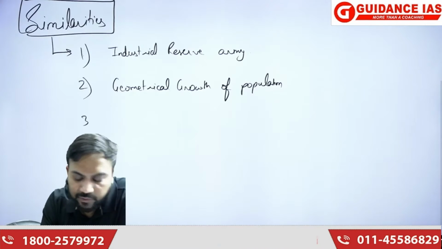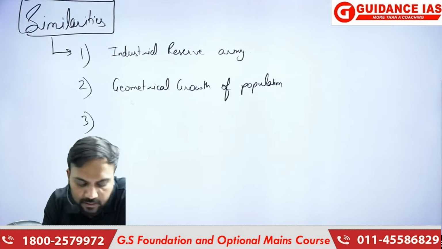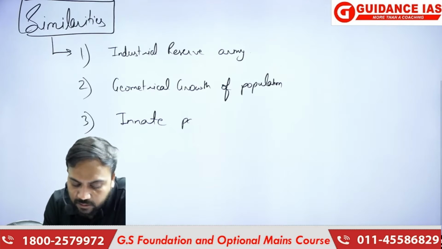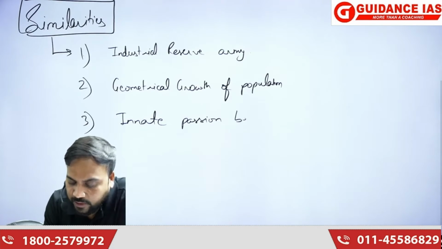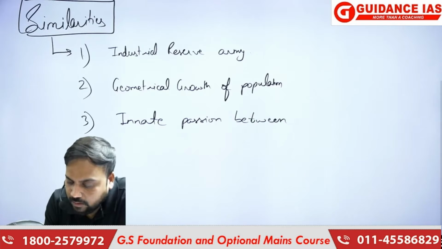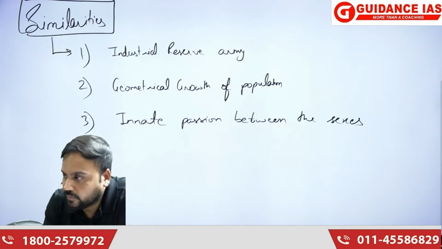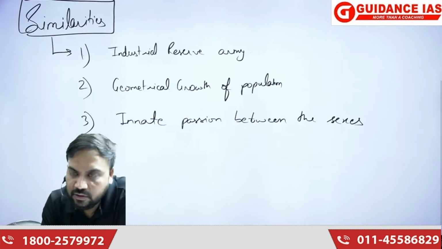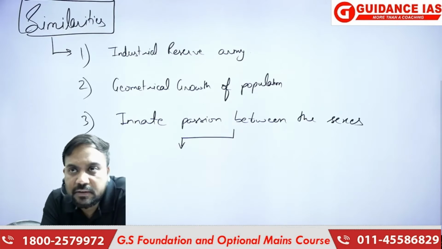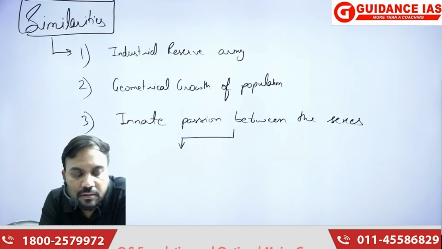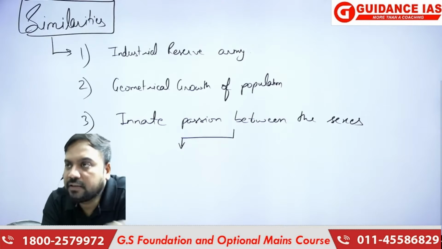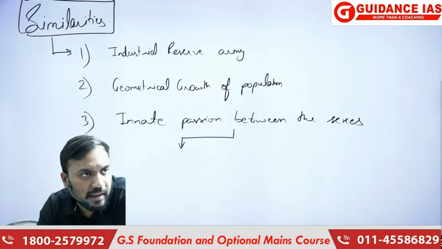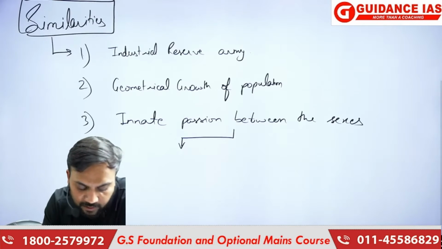Similarly, another similarity is innate passion between the sexes. In case of Malthus, it is explicit, but in case of Marx, it is implicit. He implicitly agrees that there will be population growth fast taking place.